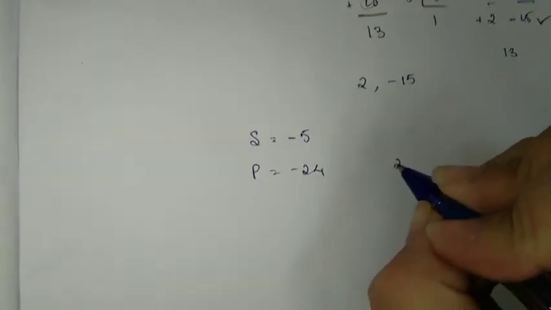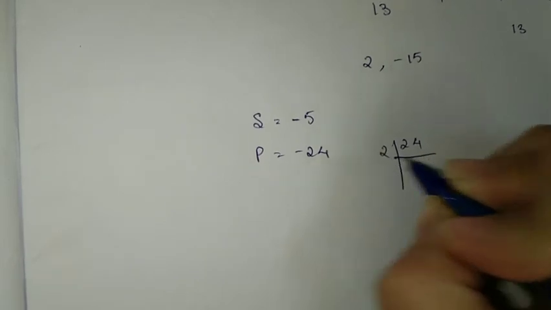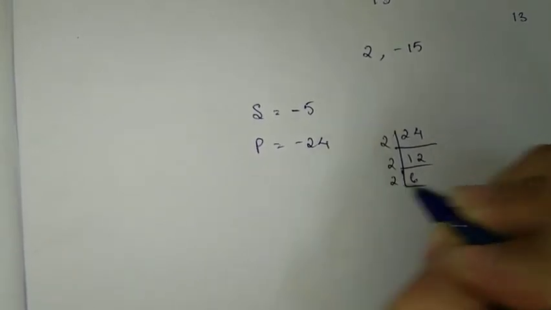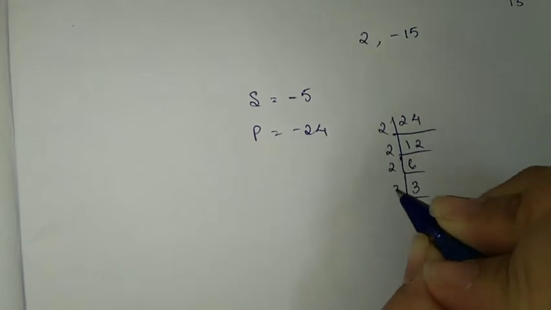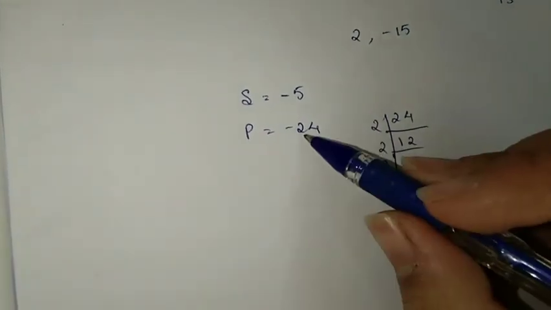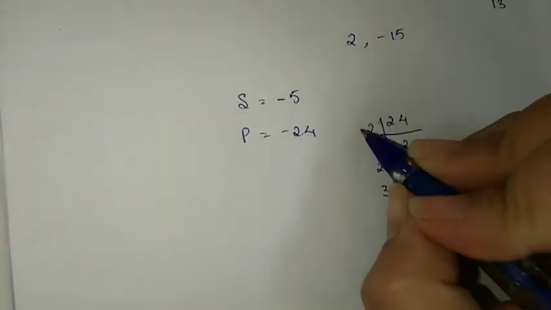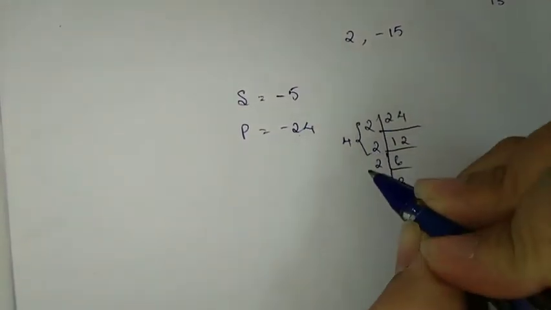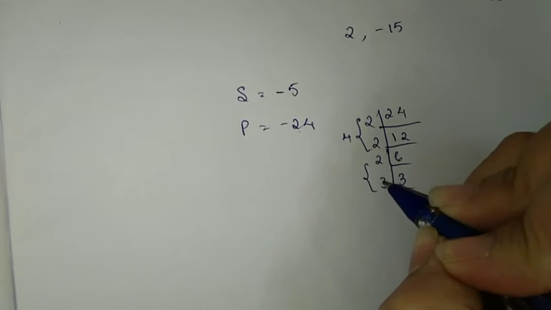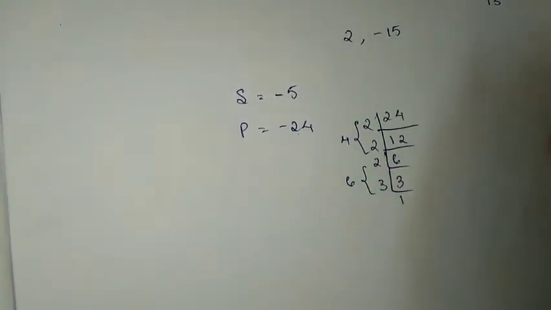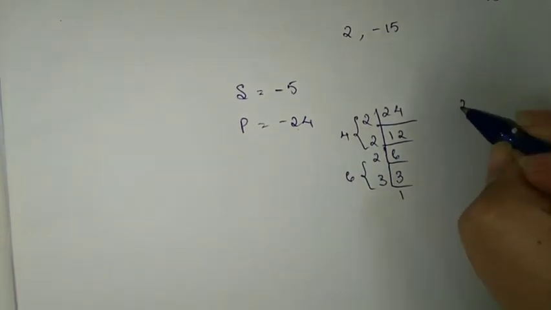Now for 24, let's look at its factors. 2 1s are 2, 2 2s are 4, 2 6s are 12, 2 3s are 6, okay? So you have 2 three times and 3 once, okay? Now which combination will give you 24 and 5? 2 2s are 4, and 2 3s are 6. Now when you add or subtract 6 and 4, you cannot get 5 at all.